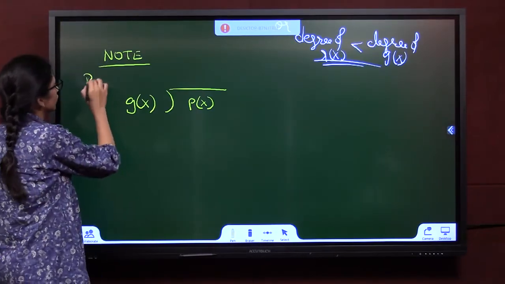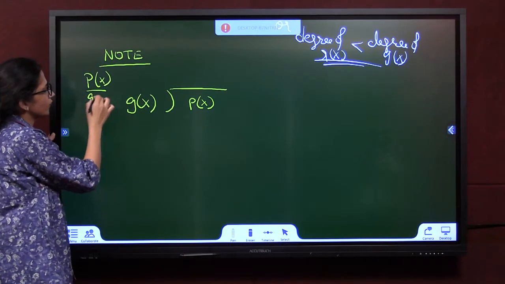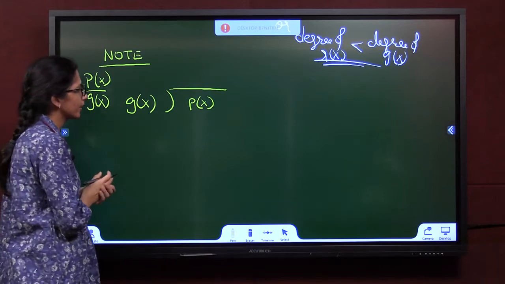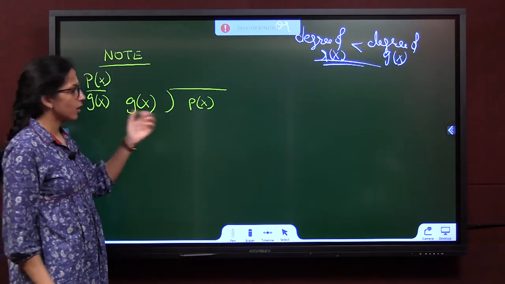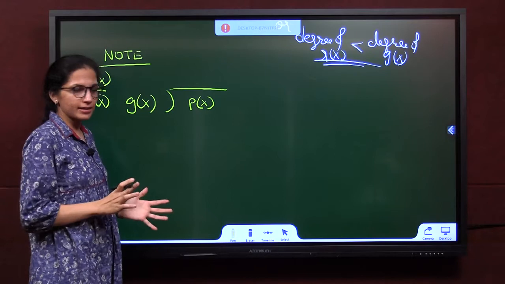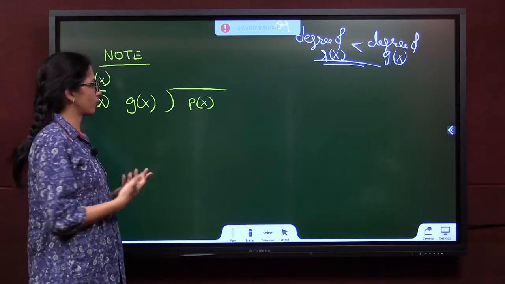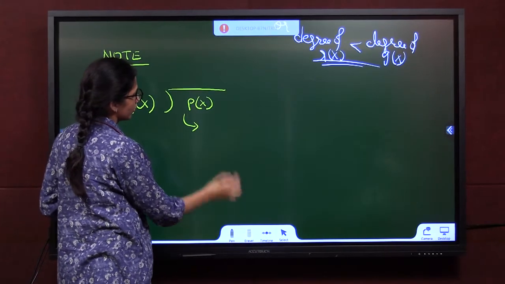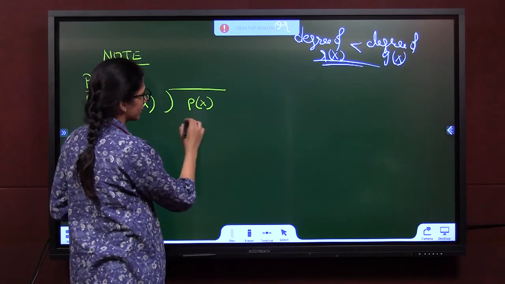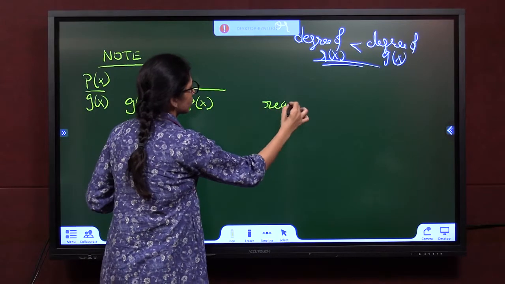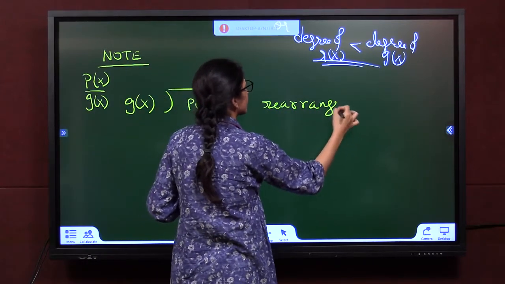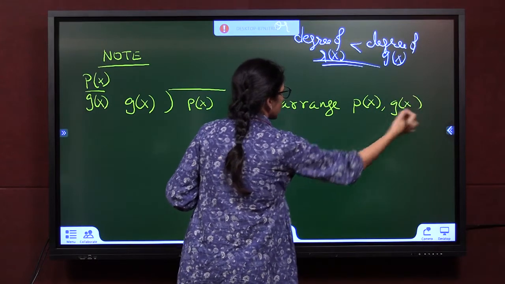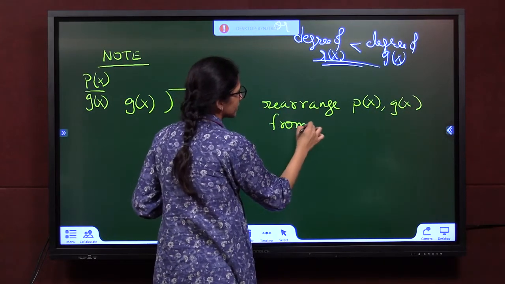Please write a small note. They will give you p of x by g of x in the question and you have to find the quotient, remainder, or a different type of problem. When we do the division, we will follow this. It's not compulsory, but this makes it very easy. You will understand why as I do it. Always rearrange the polynomials from highest degree to lowest degree. Rearrange both p of x and g of x from highest degree to lowest degree.